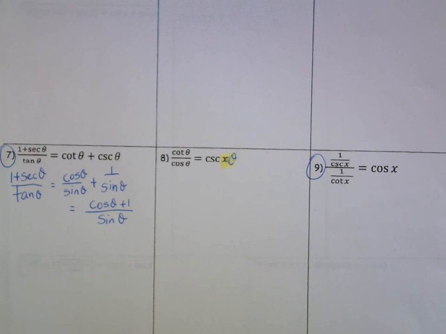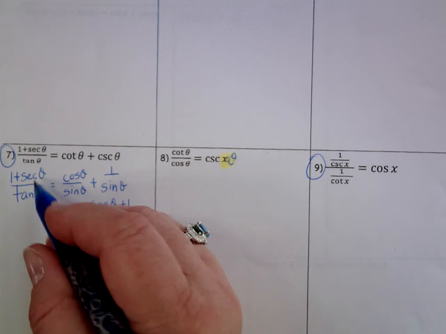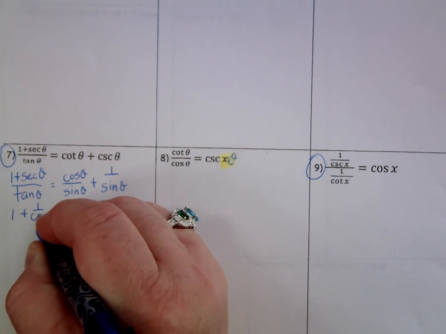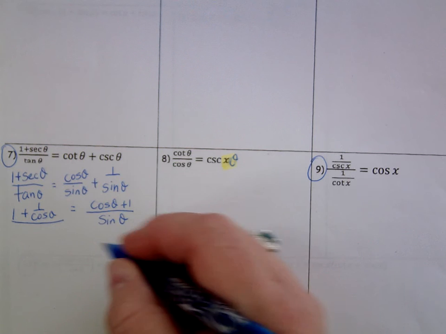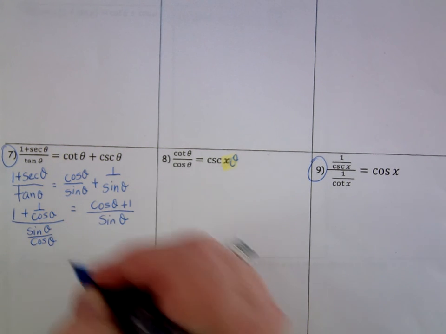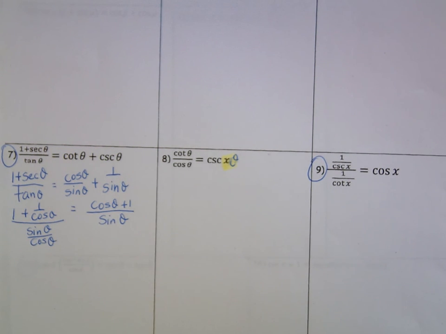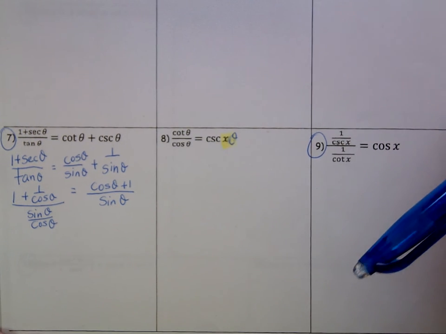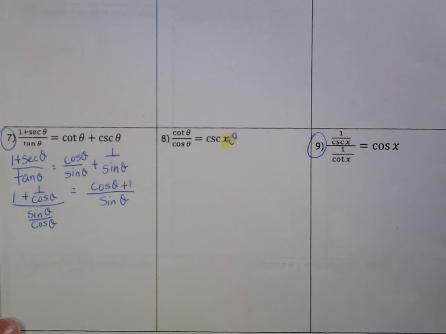So I'm going to go and work on the left a little bit. On the left, I know that secant is 1 over cosine. So I've got 1 plus 1 over cosine. And I know tangent is sine over cosine. And I just made that look way messier than it did before, which is never a good thing, right? So what I'm going to do is think horizontal. This is a complex fraction. So I want to think about dividing them, but putting it horizontally.